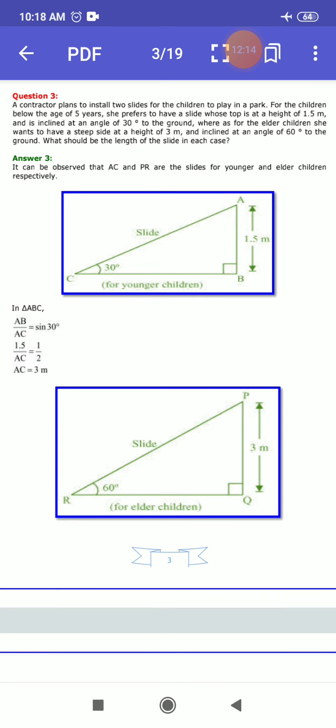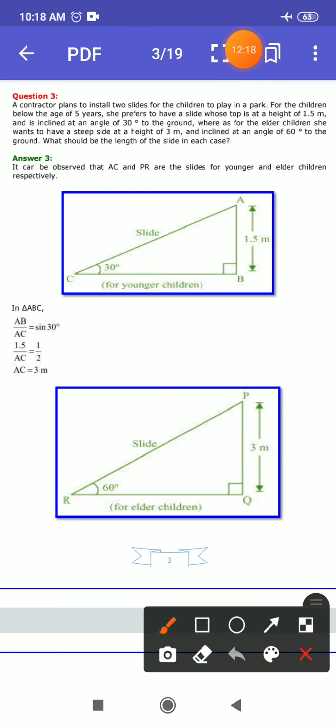So here two conditions are given. First condition is that the contractor plans the first slide for the younger children, who can sit on the slide and play. So this is your first slide for the younger children, and this is your second slide for the elder children. The same thing you see in a park. The slide is in the form of a hypotenuse. First of all you have to climb on it, and then you slide down and play with this.